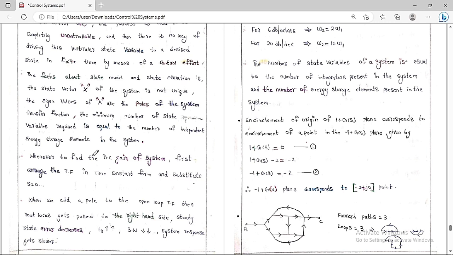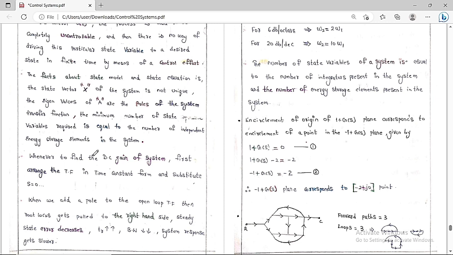So as the rise time increases, it will take a lot of time to settle. So the settling time is also very, very high. So the system response gets slow in order to reach the steady state value. It will take a lot of time to reach the steady state value. So finally, I can say, whenever we add a pole to the open loop transfer function, the root locus is going to get pulled to the right hand side of the s plane. So because of this, the stability is going to decrease. So it is nothing but a PI controller.